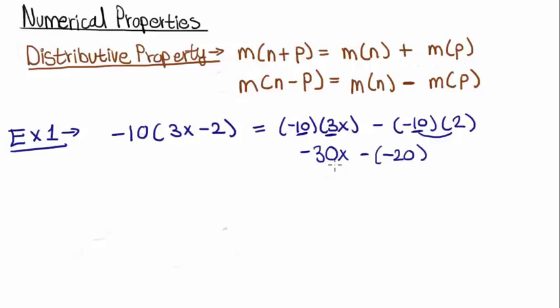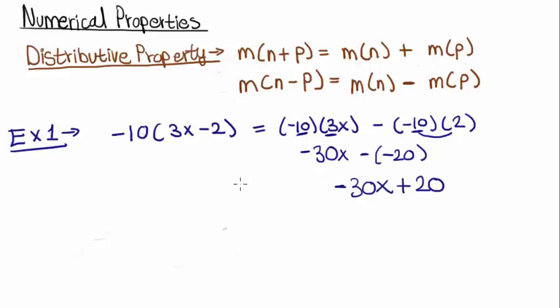Now all I need to do is evaluate negative 30x minus a negative 20. You learned a few videos ago that if I'm subtracting a negative number, that is the same thing as saying I'm adding the number. So negative 30x minus negative 20 is the same thing as saying negative 30x plus 20. So there it is.